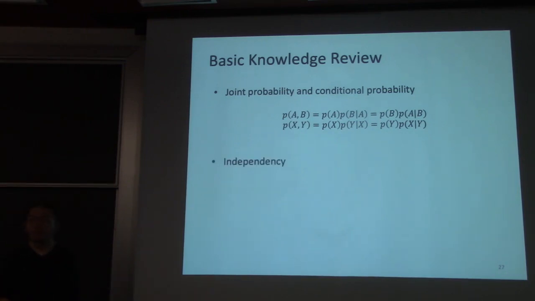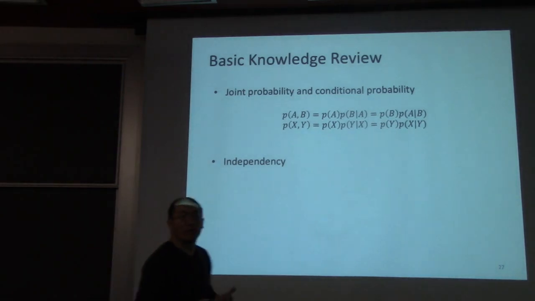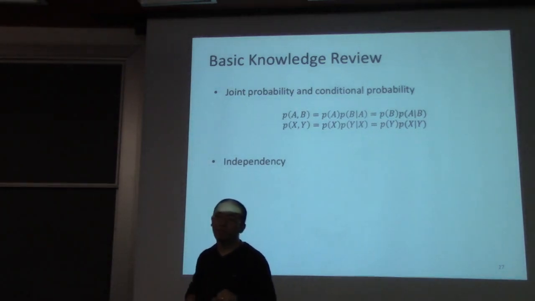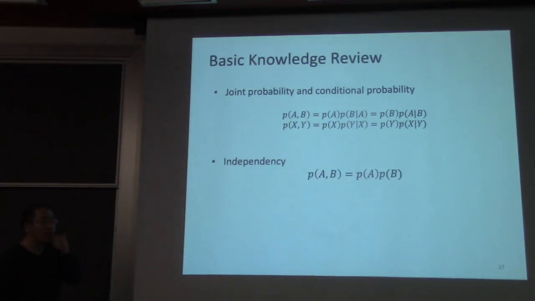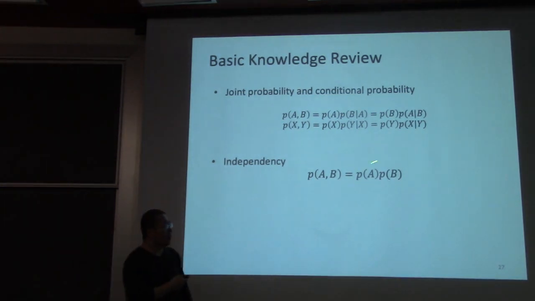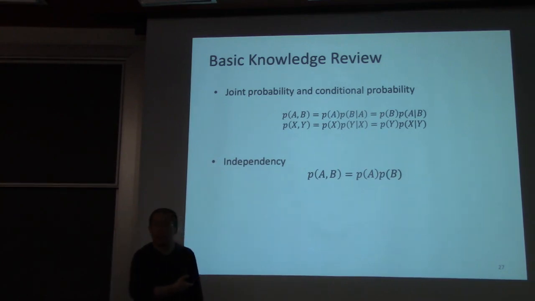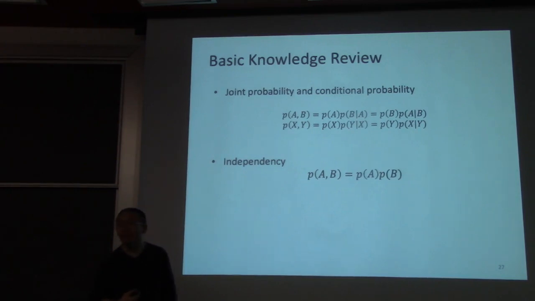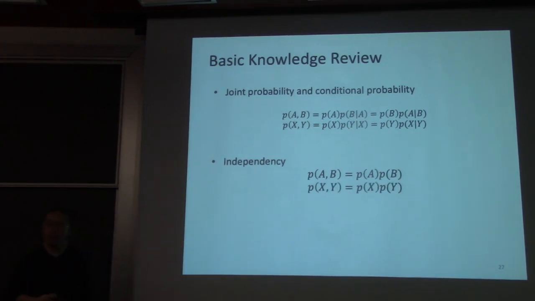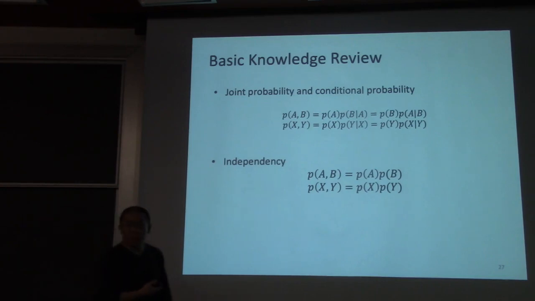And independence. How can we conclude 2 random variables are independent, or 2 random events are independent? Just check their joint probability. If their joint probability is equal to the product of their marginal probabilities, that is, the probability of A and B both happening is equal to the probability of A multiplied by the probability of B, then A and B are independent. Same for random variables. The 2 random variables are independent if and only if their joint density equals the product of their marginal densities.